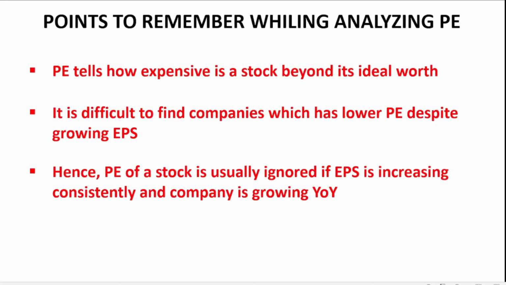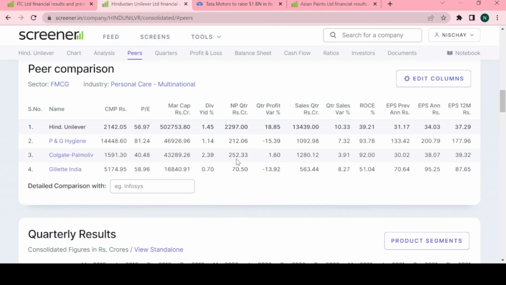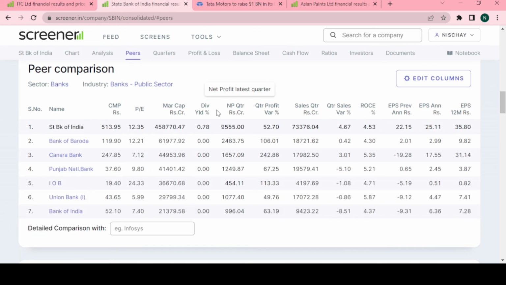The last point which you should consider before analyzing any company with their PE ratio is that you should only compare PE ratio with peer companies. So if you are analyzing HUL and its PE, you should look at the PE of its peers as well. But let me add an exception here. If you are analyzing banking stocks, you should ignore PE ratio because banks need a different kind of analysis and PE ratio is not one of the factors which should be considered there.